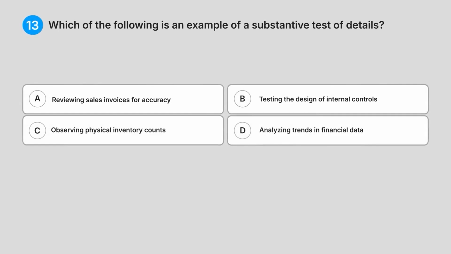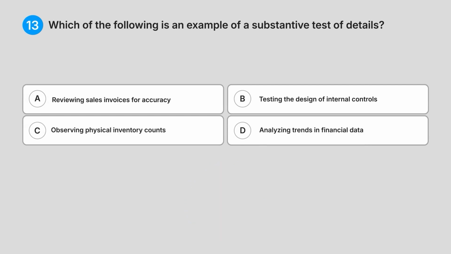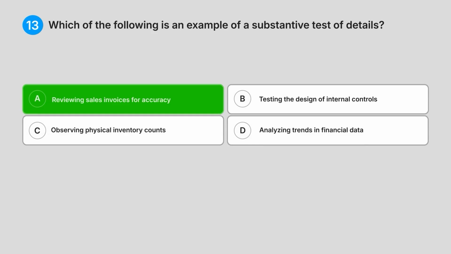Which of the following is an example of a substantive test of details? A. Reviewing sales invoices for accuracy. B. Testing the design of internal controls. C. Observing physical inventory counts. D. Analysing trends in financial data. What do you think is the answer? Correct answer. A. Reviewing sales invoices for accuracy.